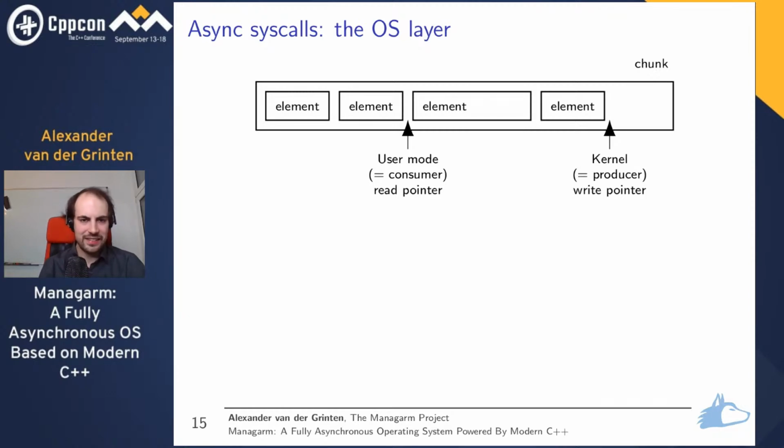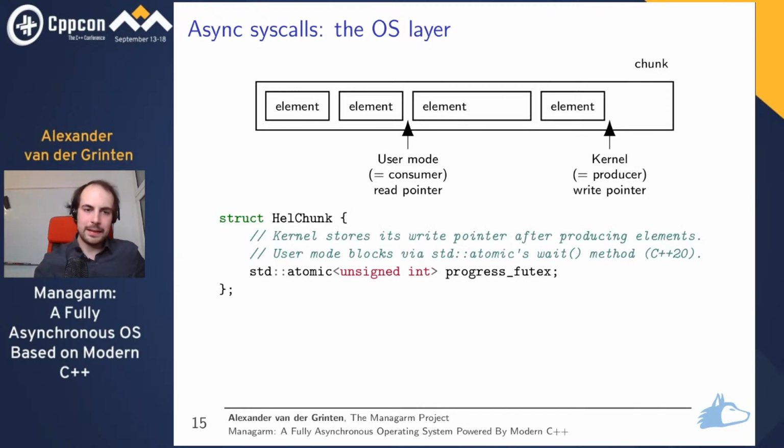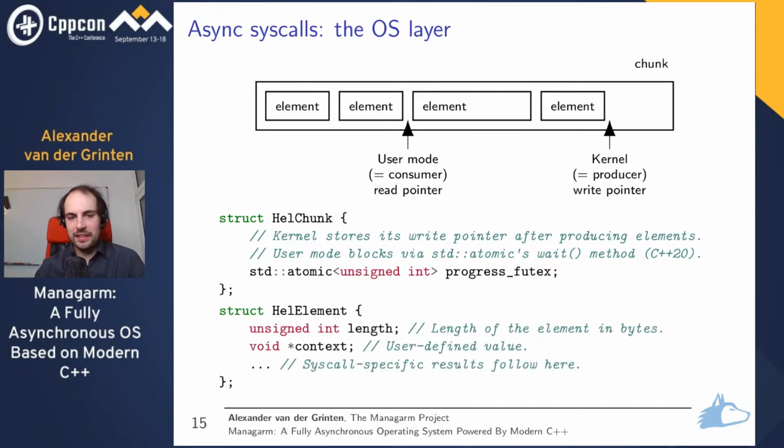How's that done in C++? Well, there's a bit of lock-free programming necessary, but it's not actually too hard. I'm not going to show the code, but I'm going to show the data structures here. First of all, the chunk needs to be represented by just an atomic integer, more or less, and into that atomic integer, the kernel stores its right pointer, just the pointer that's visualized above. And then user mode uses the wait function on this atomic variable to wait until the kernel pushed more data into the chunk. And then it can update its own pointers and read the data from the ring buffer. Each element is delimited by a length.